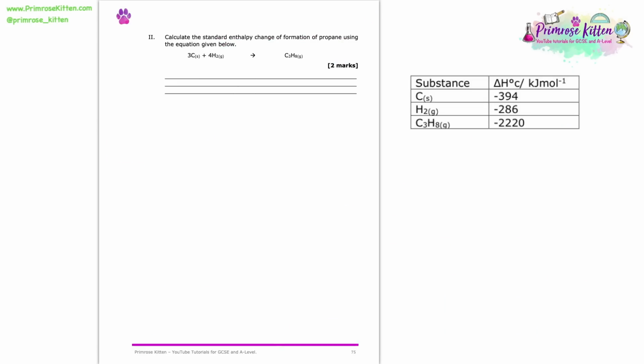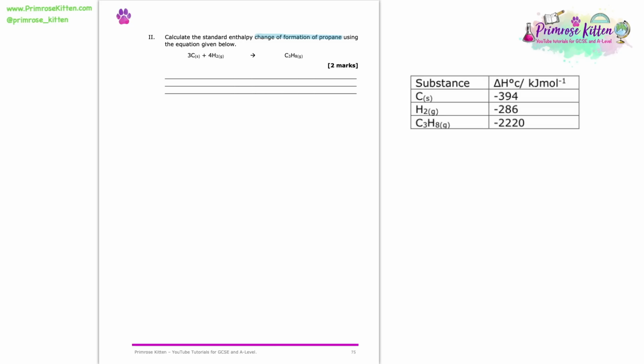Here we're asked to calculate the standard enthalpy change of formation of propane using the equation given below. Now, this question is a Hess cycle question, but I find a lot of students have a really common problem here, in that because they've asked for the standard enthalpy change of formation, they're going to do a formation Hess cycle. But no, that is not what we want to do here.